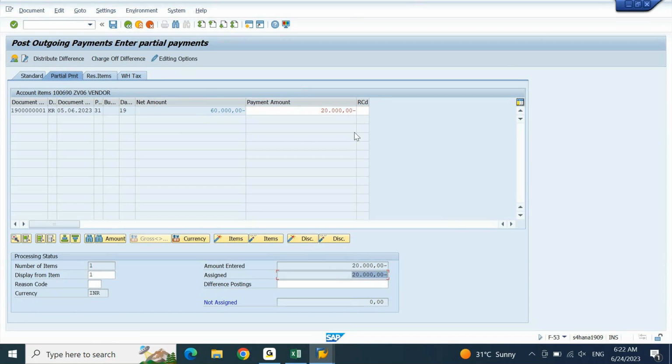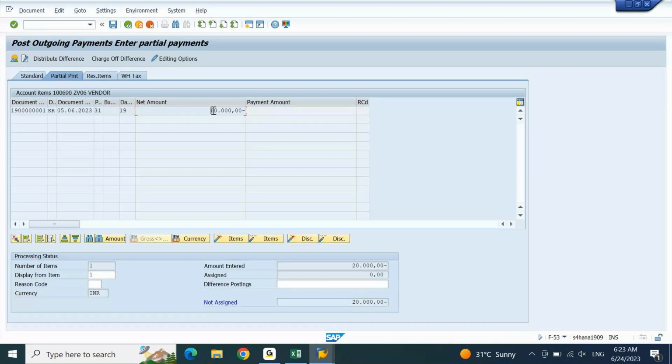System is taking the minus symbol on its own. It is not asking you to put a negative sign or positive sign. On the partial payment, whatever amount you enter as payment amount becomes the amount assigned properly. There are no problems, no confusions, no issues with the partial payment. But the same thing when you try to do it with residual payment, the way system behaves changes.